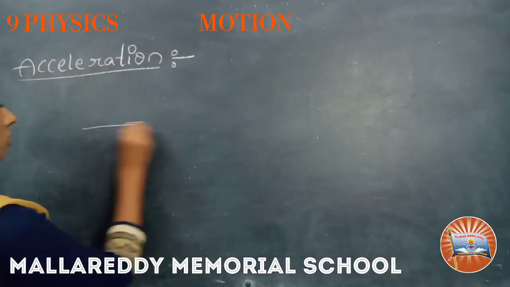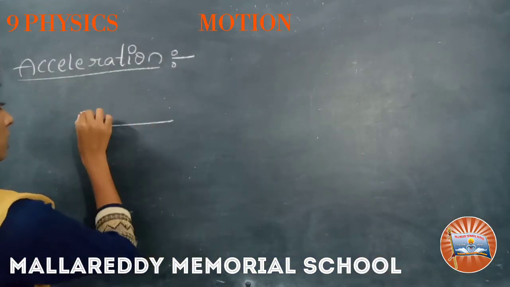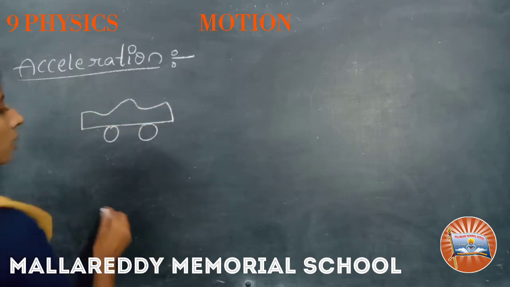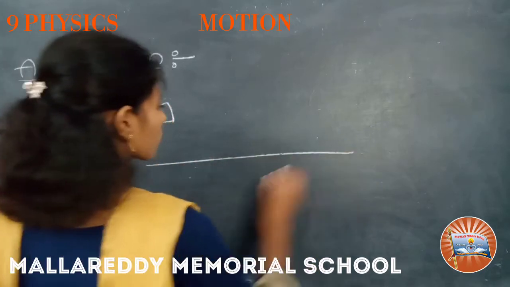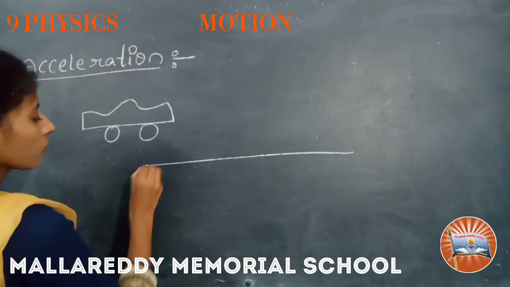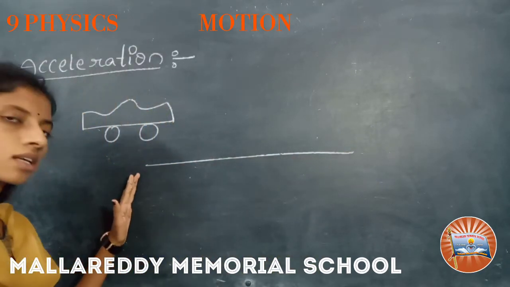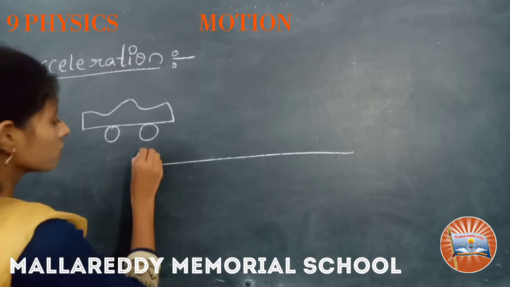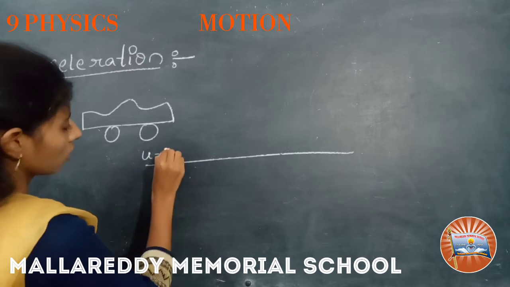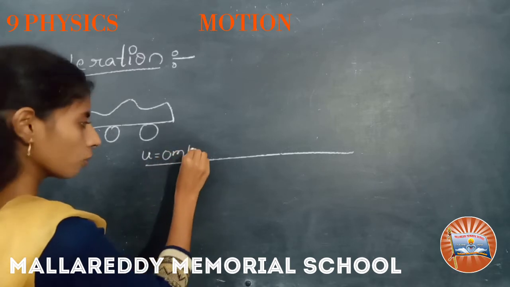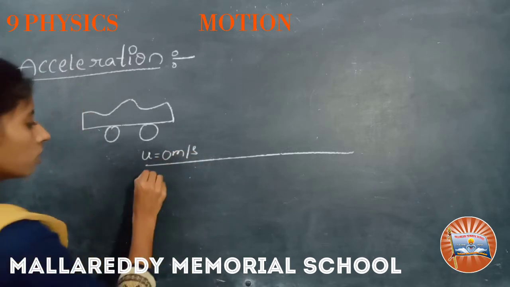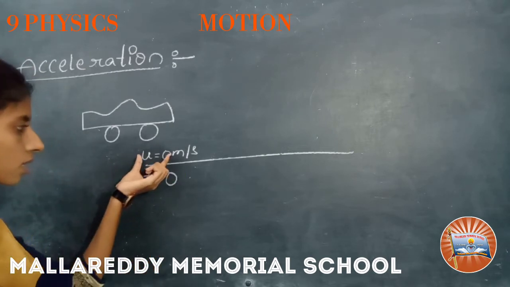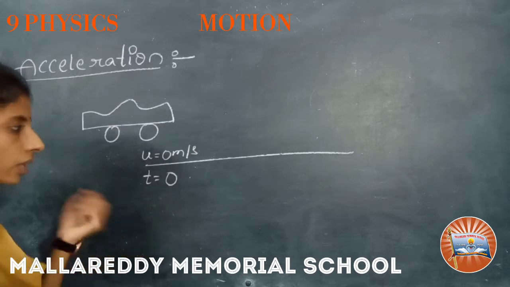So for example, the car is moving on the road. It has traveled some distance. Always we have to start from the initial point. At the initial point it is 0 meter per second, and the time is 0. Yes, at distance 0 the time is also 0 here.